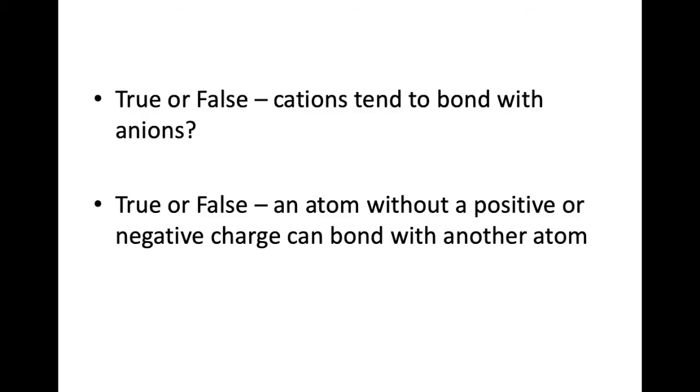So let's see if you're listening to my story. A little true or false for you. 1. True or false? Cations tend to bond with anions. And 2. True or false? An atom without a positive or negative charge can bond with another atom. Both of these are true. As you saw with the example of sodium and chlorine, one of which is a cation, one of which is an anion, they tend to bond with each other. But you don't have to necessarily have a positive or negative charge to form a bond. Bonds can form when electrons are either transferred or shared.